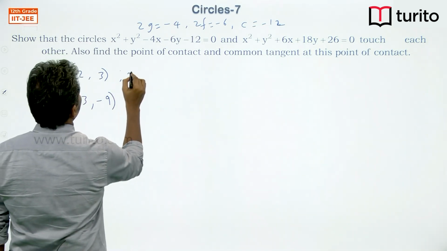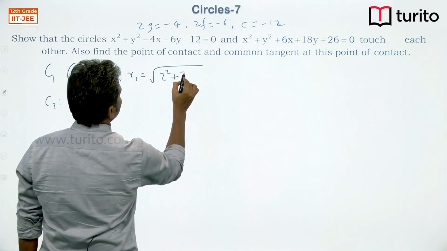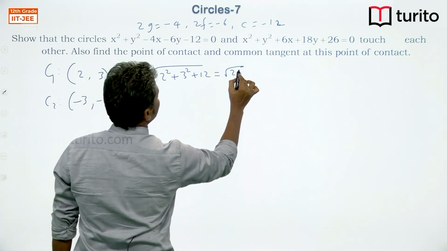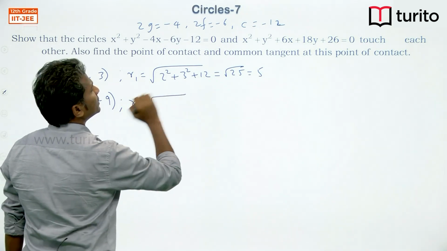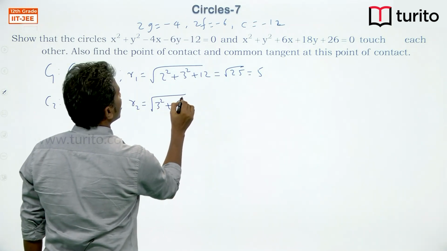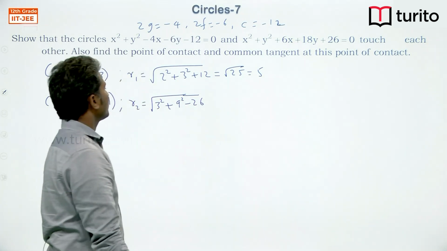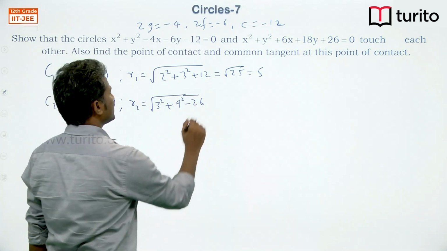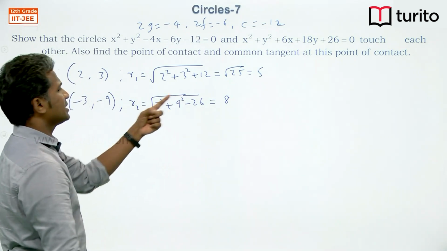Now R1, which is the radius 1, is going to be root of 2 square plus 3 square plus 12, which is root of 25, which is 5. Okay. Similarly, R2 is root of 3 square plus 9 square minus 26. So here we got 90 minus 26, which is 64, root of 64 is 8. So R1 is 5, R2 is 8.